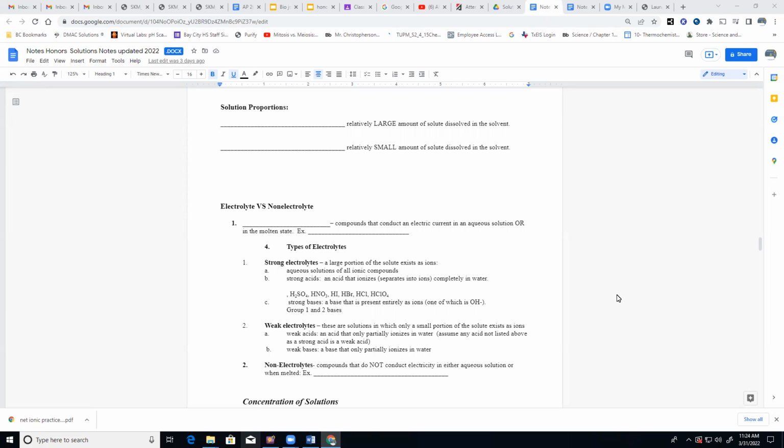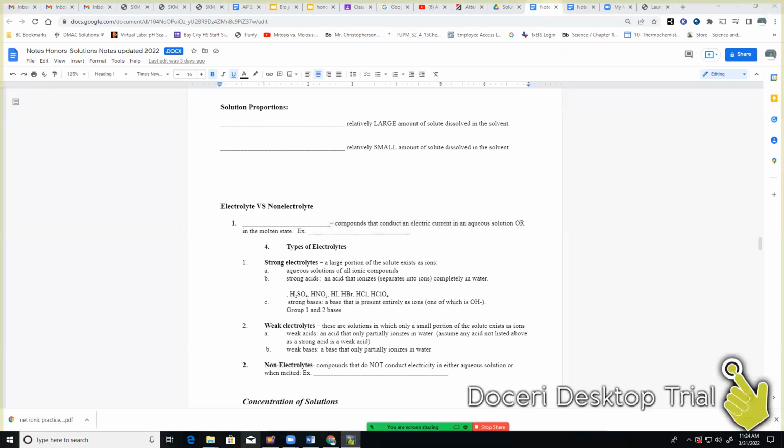All right. So today we're going to start talking a little bit about concentrations of solutions and specifically about molarity, which is kind of the most typical way that a concentration is measured. So first of all, we're just going to talk about what a concentrated solution means versus a dilute solution.